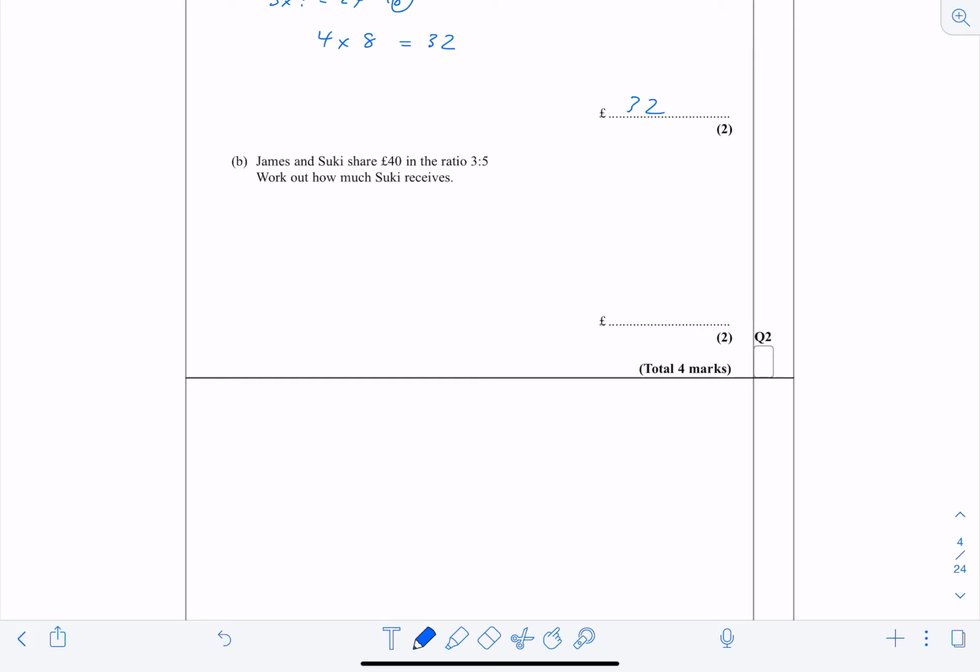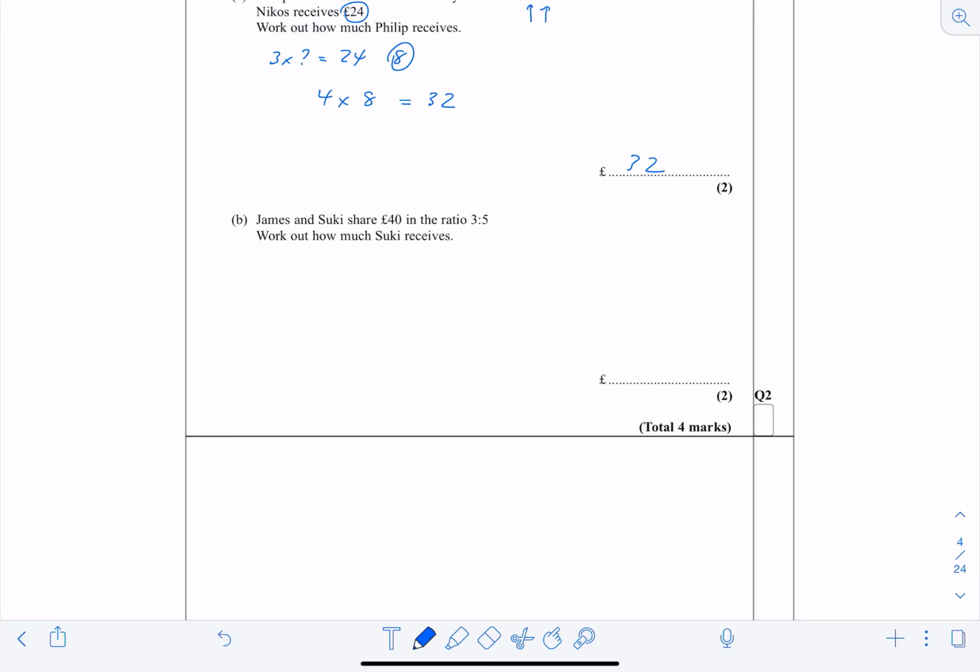James and Suki share £40 in the ratio of 3 to 5. How much do they get? Okay, so 3 plus 5 equals 8. 40 divided by 8 equals 5. 3 times 5 equals 15. 5 times 5 equals 25. And that should give us the correct amount. Suki is this one, because the first is that one and the second is that one. So she gets £25. And just to double check, 25 plus 15 equals 40. We're good.